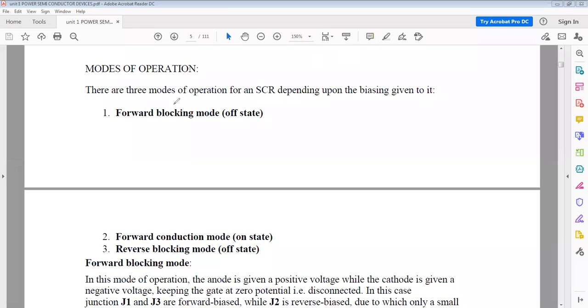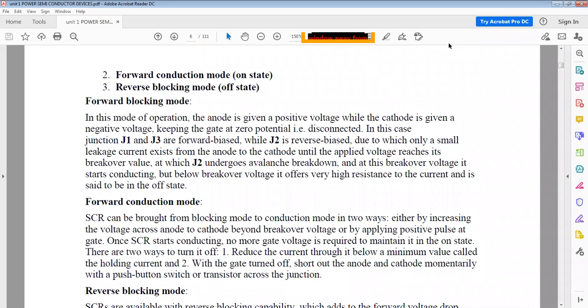Now let us see what the modes of operation for SCR are. There are three modes. One is forward blocking mode, the second is forward conduction mode, and the third is reverse blocking mode. These are the three important modes in which the SCR operates. Let us discuss them one by one.